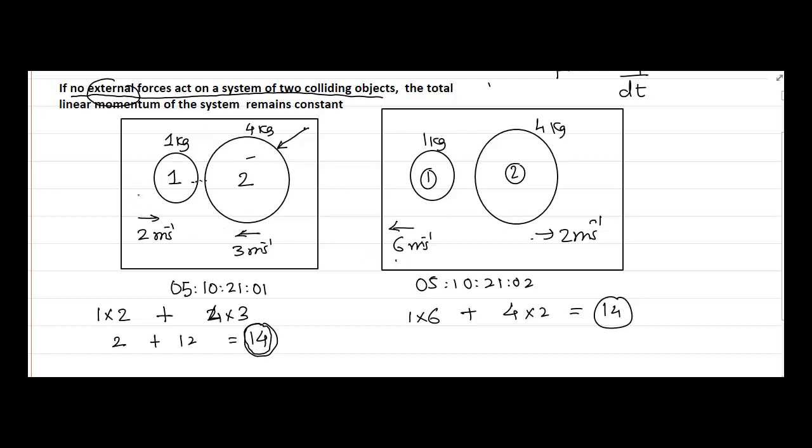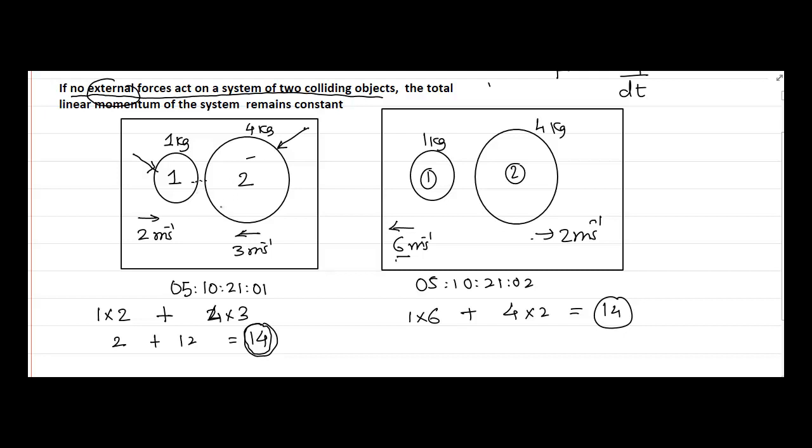Similarly, if there were another force acting externally on this, it would change the velocity which we obtained over here as 6 meters per second. It would not be 6 meters per second. It would change because of this force. So that is what we mean by an external force.